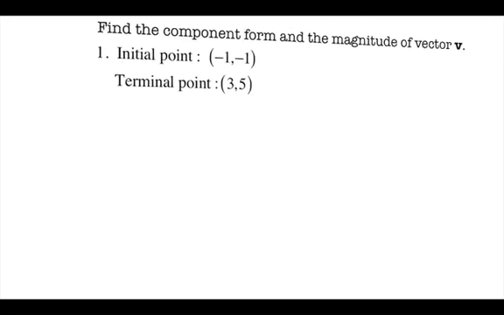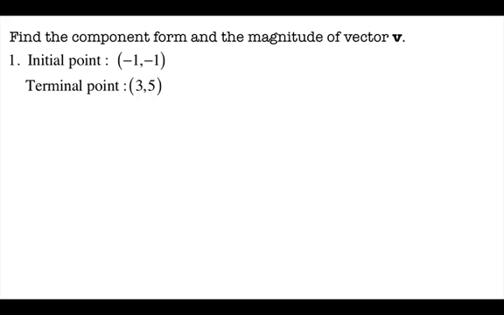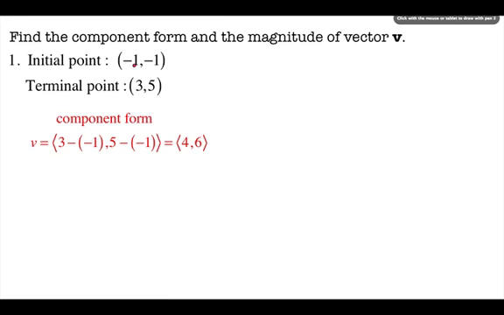Let's apply the formula you just saw. It says find the component form and the magnitude of the vector v. So component form, you take the terminal point minus the initial point, 3 minus -1, 5 minus -1, simplify, this is what you get. This is component form. And then the magnitude is just apply the formula you just saw, the square root of the sum of these two squared. You simplify, you get 2 radical 13.